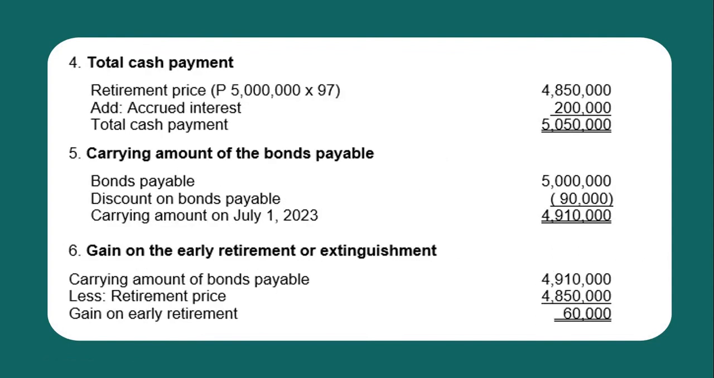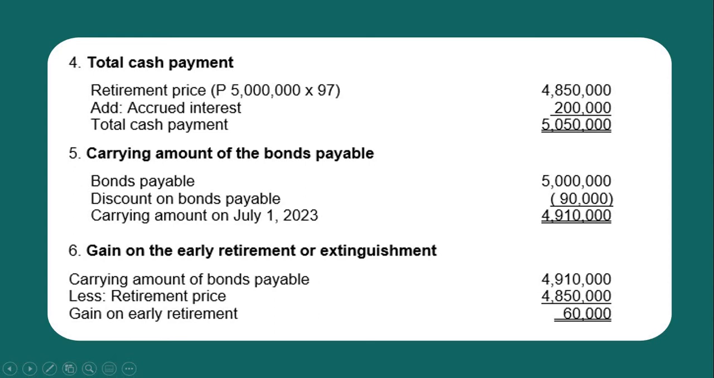So total cash payment, that is retirement price nga 5 million times 97 because again, on the retirement date, the bonds were retired at 97 or 97% of the face amount. So equivalent to 4,850,000 plus accrued interest nga 200,000. So total cash payment is 5,050,000. Okay, so this is the total cash payment.